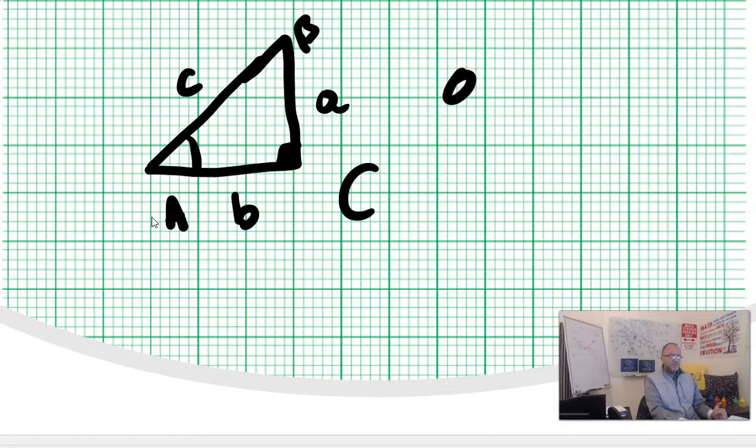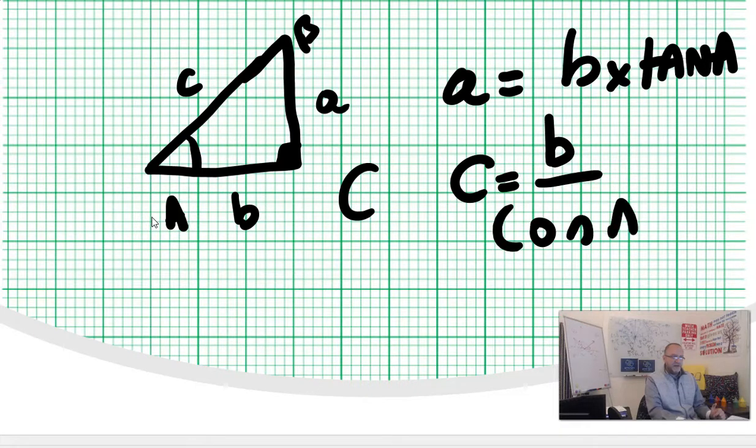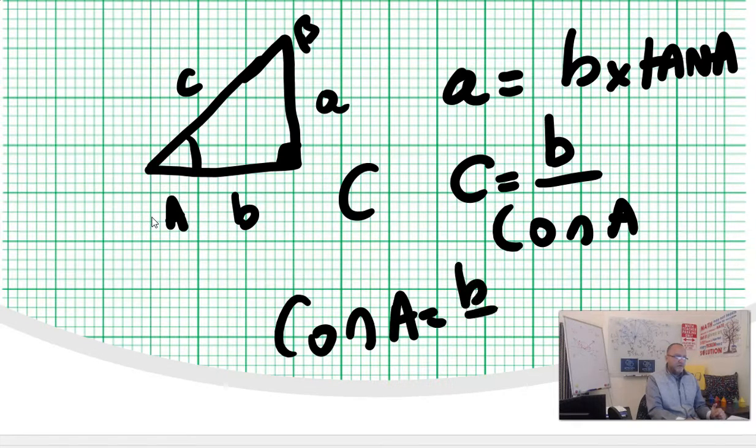A equals what? B times tangent of A, because tangent of A equals A divided by B. And C as a side equals what? B divided by cosine of A. We use the cosine because we know the adjacent side: the cosine of A equals B divided by C. So depending on what you are given, adjacent side you use the cosine, and opposite side you use the sine. It's super easy inside a right triangle.